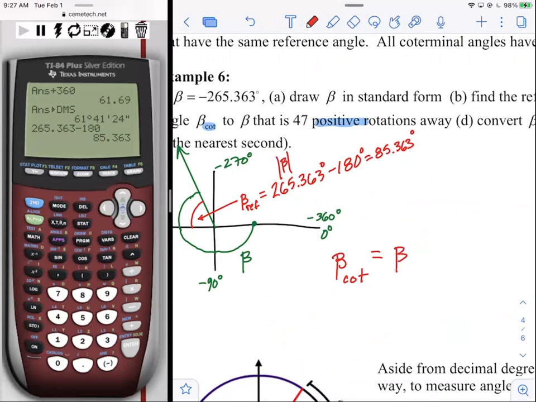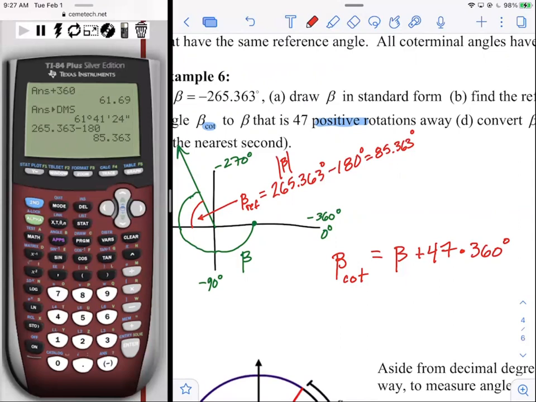and how do I rotate in the positive direction? Do I add multiples of 360 or subtract them? If I'm rotating in the positive direction, I'm adding them, right? So I'm going to add 47 multiples of 360 degrees. If I wanted it to be 47 clockwise rotations away, I would have subtracted 47 times 360. Why 47 times 360?